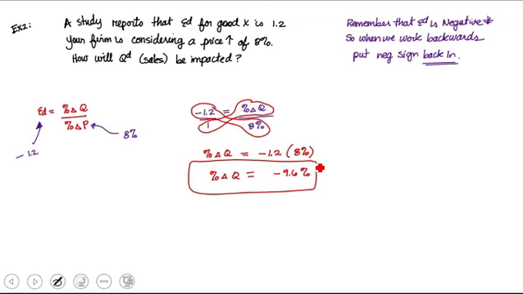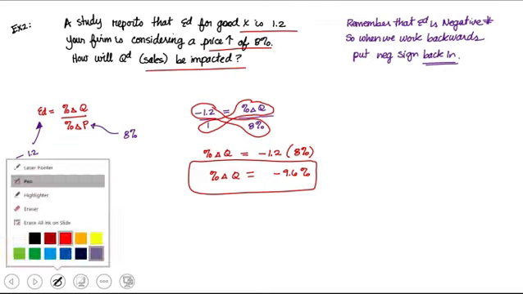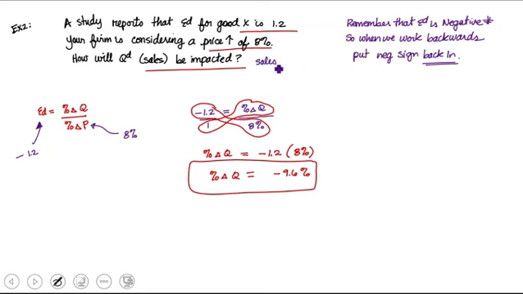So let's go back to the question. The question said, a study reports that elasticity is 1.2. Your firm's considering raising price by 8%. How will sales be impacted? What's the answer? Well, you can tell your boss that sales will fall by a greater percent, 9.6%. Because it's elastic. Remember, what did we say? Go look at the notes you just wrote down.